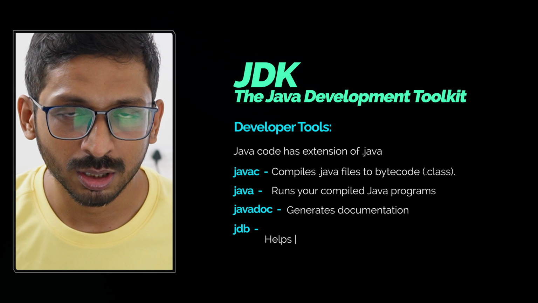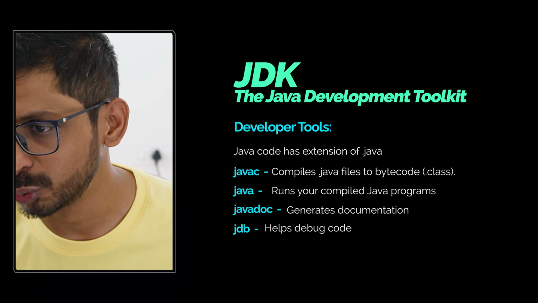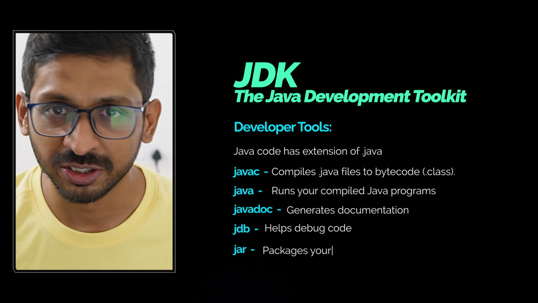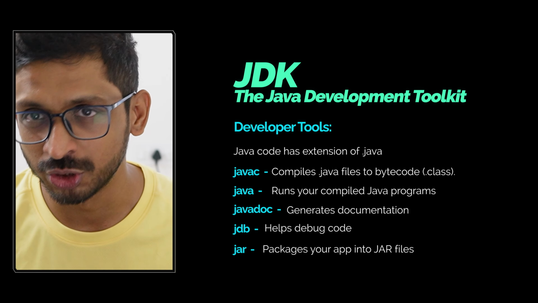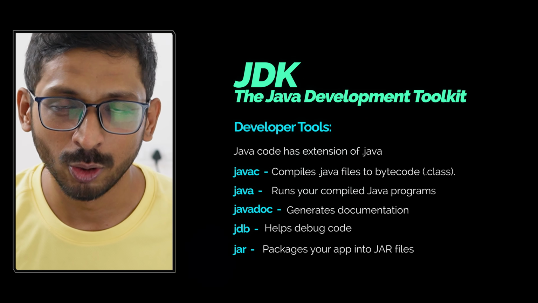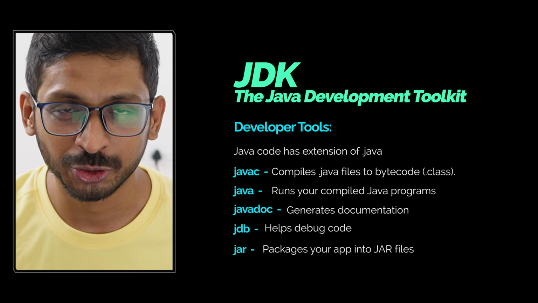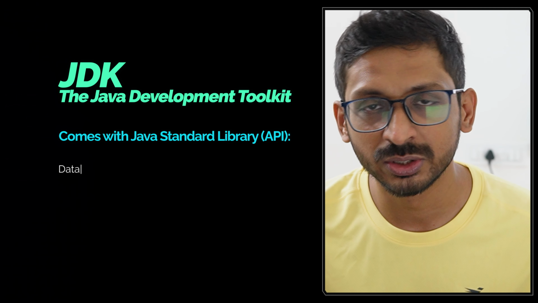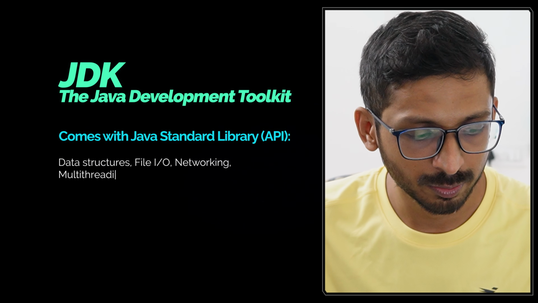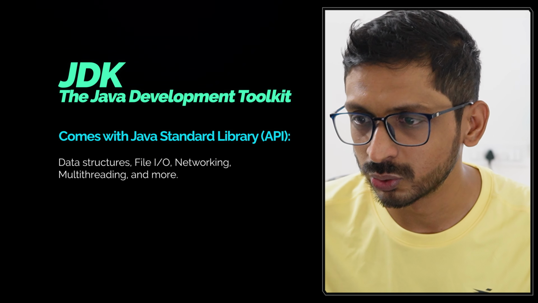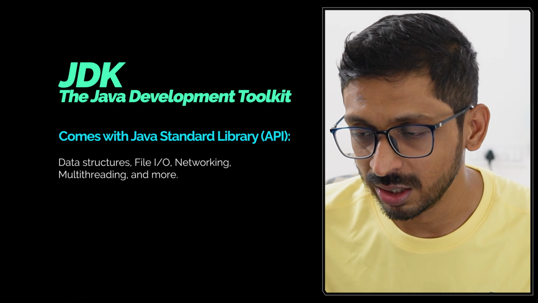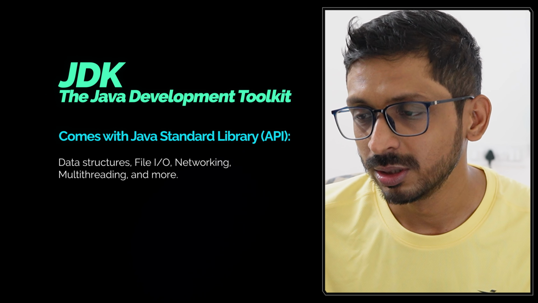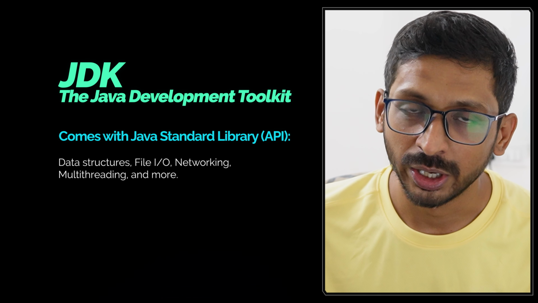JDB is a simple debugger for inspecting and fixing issues. And jar is a tool to package your entire application into a jar file, which can run on any operating system. And it's easy to distribute as well. It also comes bundled with Java standard libraries, giving you powerful tools while working with data structures, file input/output, networking, multi-threading, and much more right out of the box.